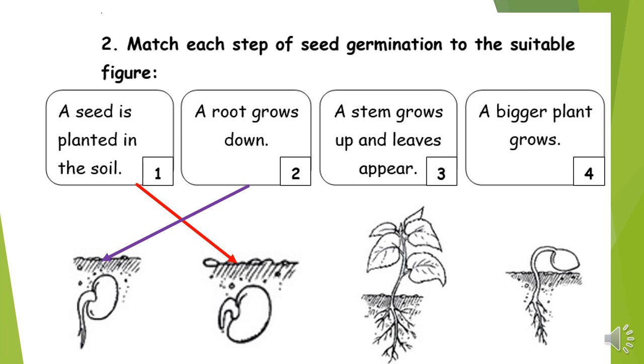Excellent, guys. The third picture, do I see a stem grows up and leaves appear, or do I see a bigger plant? I see a bigger plant. Excellent, which is step number 4. I have to match it. The last picture, as I said, we have roots grow downward and the stem grows upward and the leaves start to appear. So, which one is it? The third sentence. Excellent, guys.